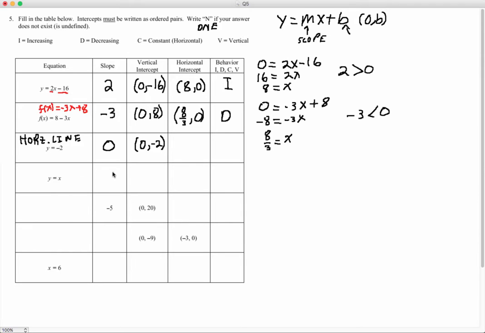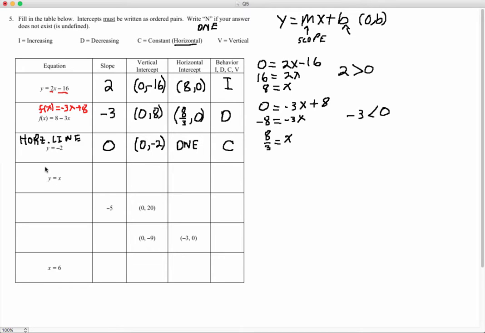And since it's a horizontal line, which means it's parallel to the horizontal axis, the x-axis, and since both are horizontal, they do not intersect with each other, and so the horizontal intercept does not exist. Behavior in this one, well, it's a horizontal line, so the behavior would be constant.